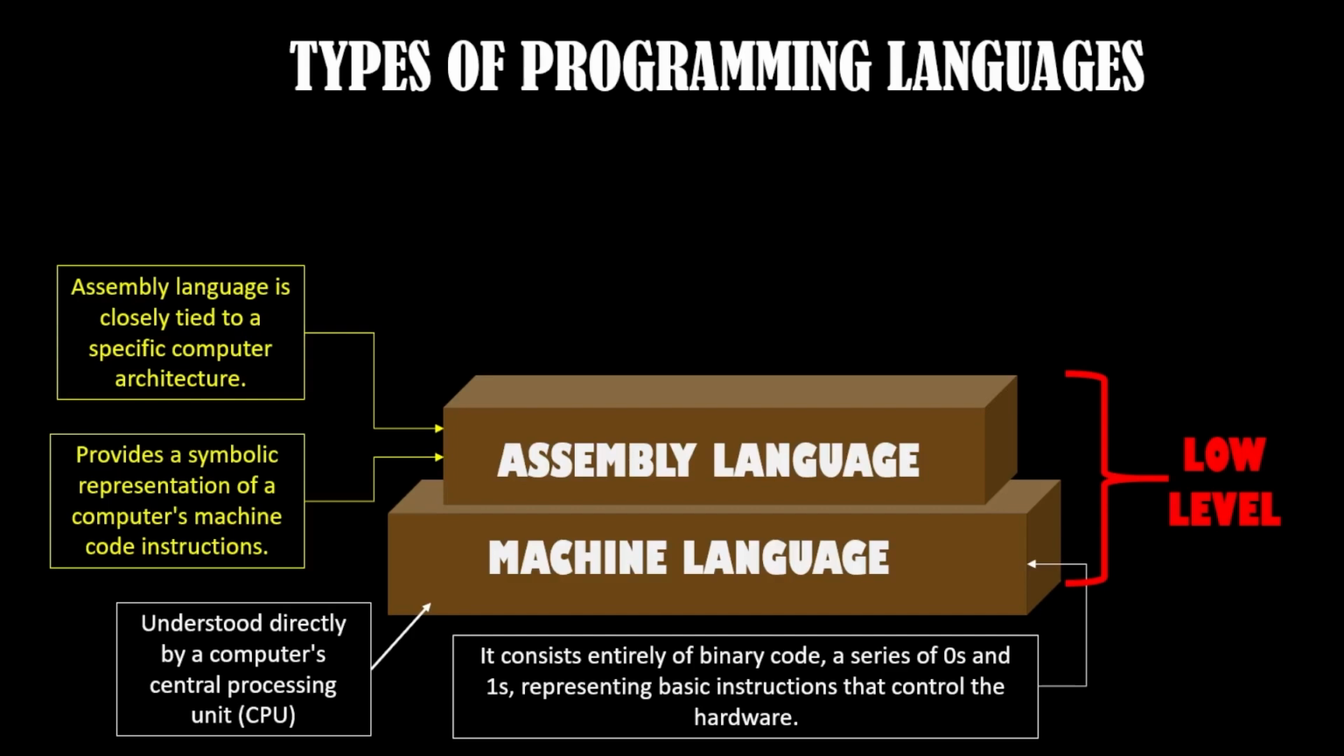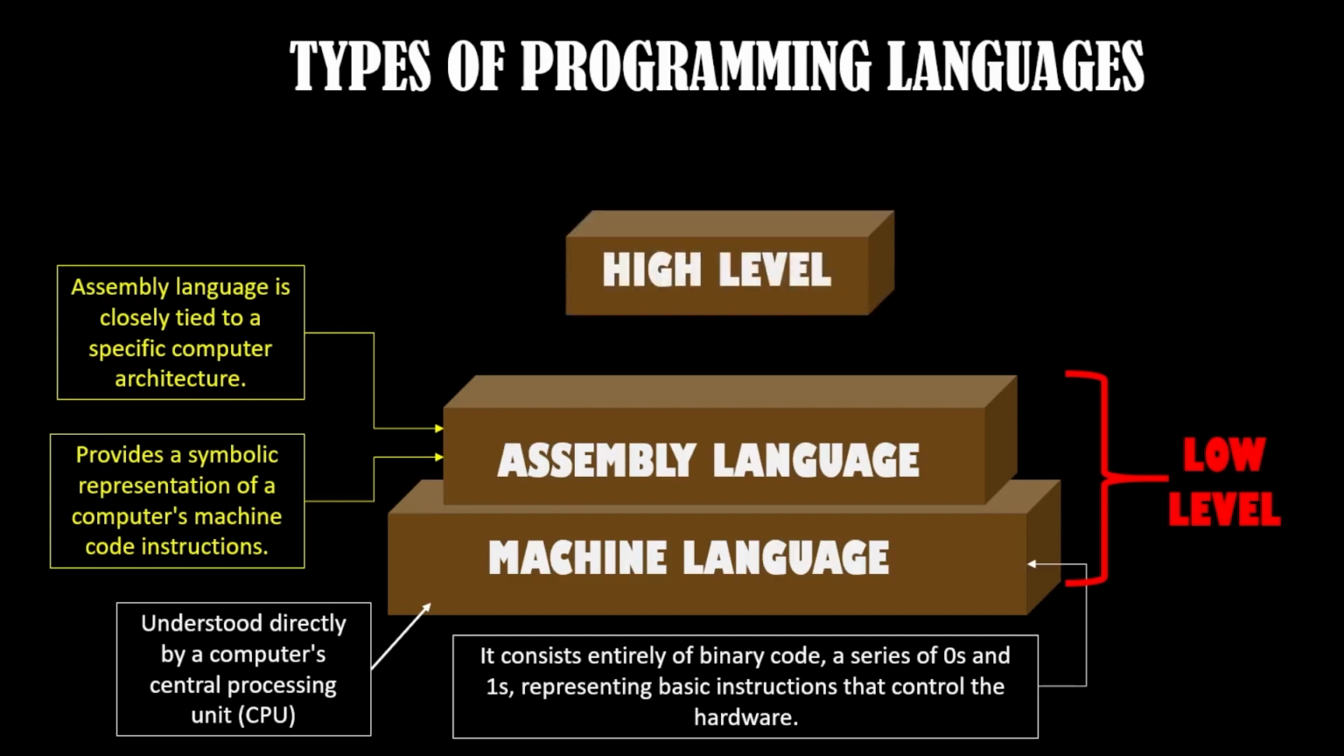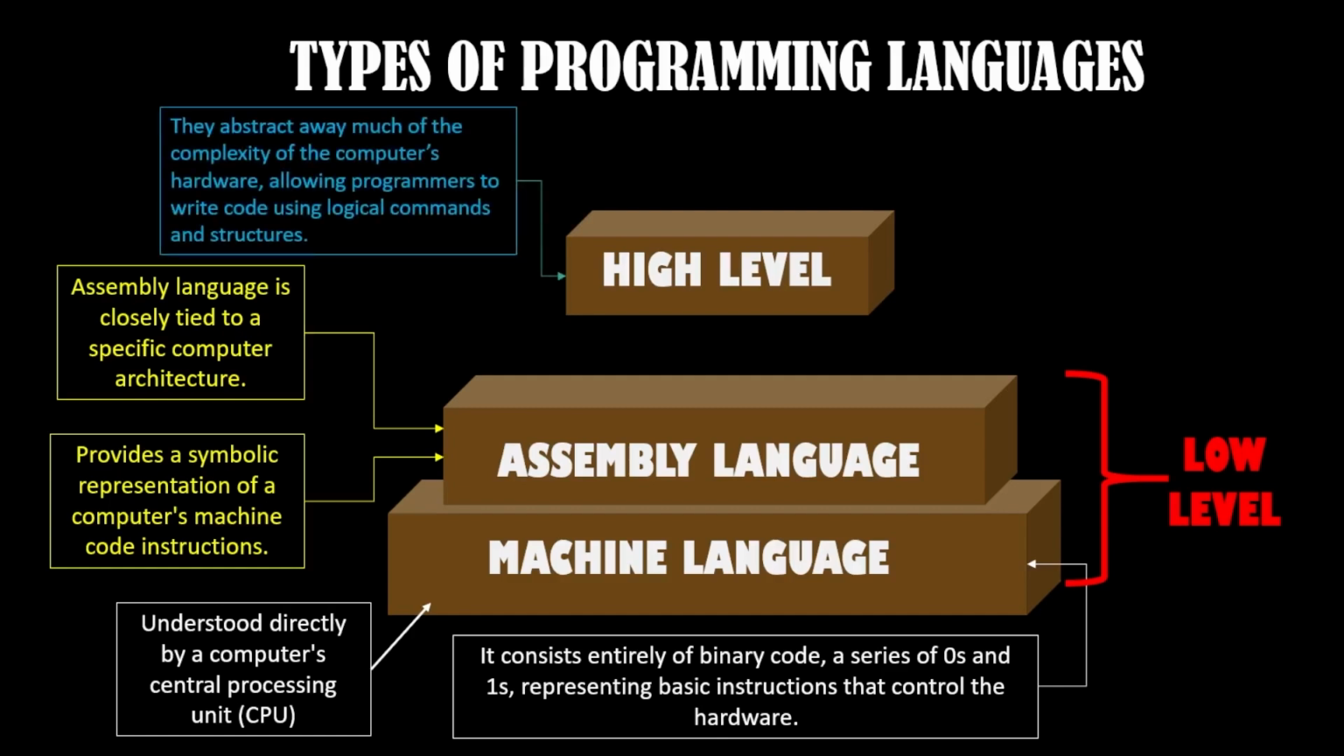Third one, high-level languages are designed to be easy for humans to read and write. They abstract away much of the complexity of the computer's hardware, allowing programmers to write code using logical commands and structures. Examples of high-level languages include Python, Java, and C++. These languages are highly portable, meaning the same code can run on different types of hardware with minimal changes.